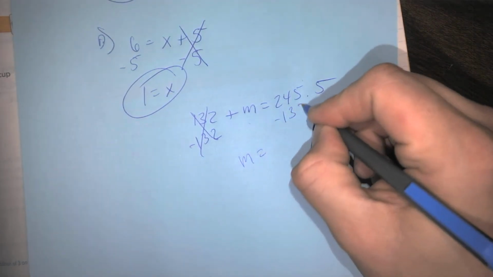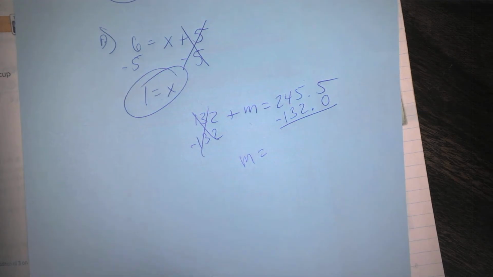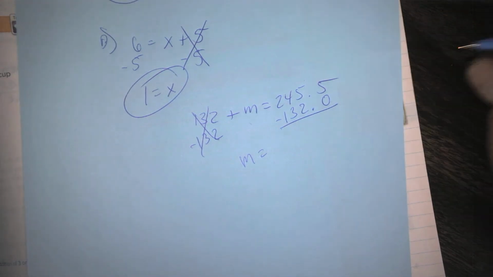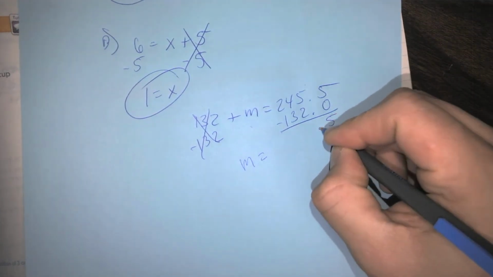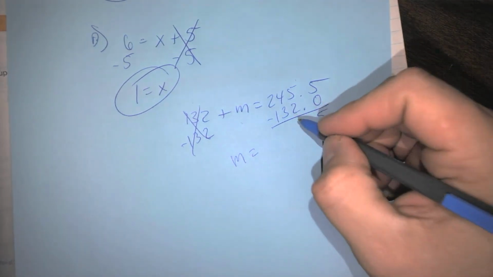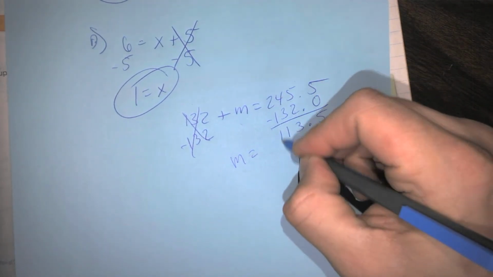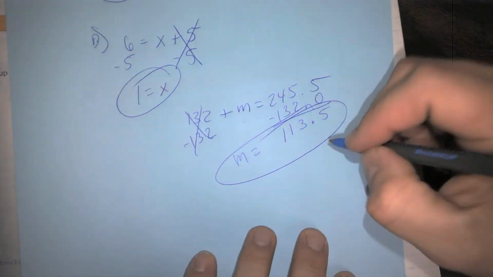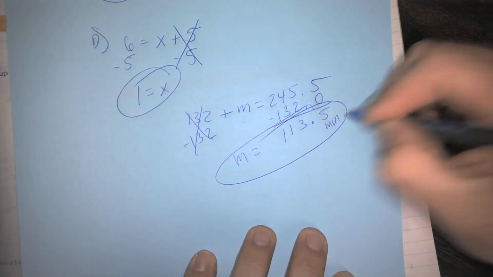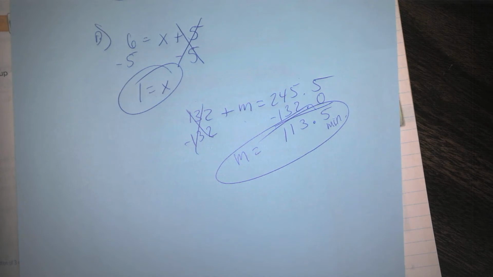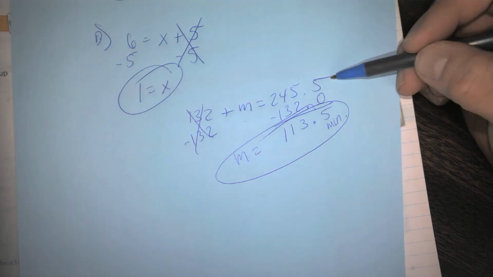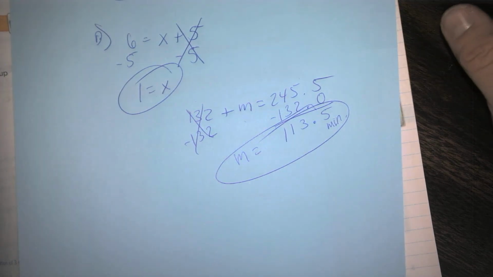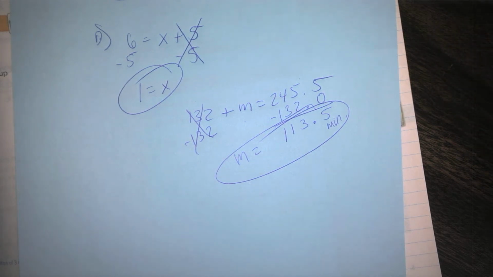Now we have to do the same thing over here. So I just added a decimal to 0. What's 5 minus 0? 5. Bring your decimal down. 5 minus 2. 3. So he owns 13.5 minutes. So all you gotta do is solve for the variable. Okay? So you always do the opposite. Guys, if you ever see an addition equation, you always do the opposite. So it'll always be subtraction.